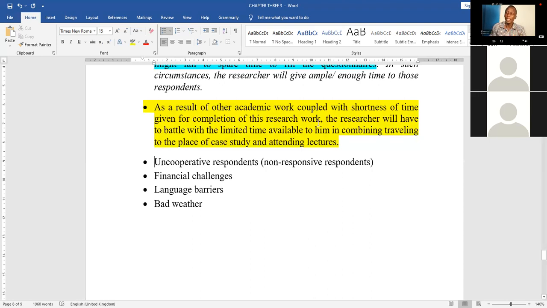We are saying that as a result of academic work, coupled with shortness of time given for completion of this research, because they don't usually give you enough time to complete it. They can give you 2 months, 3 months, 4 months, which is sometimes not enough for you to do this whole research because you have to do corrections, go to the field, and do very many things. So in most cases this time is usually not enough.